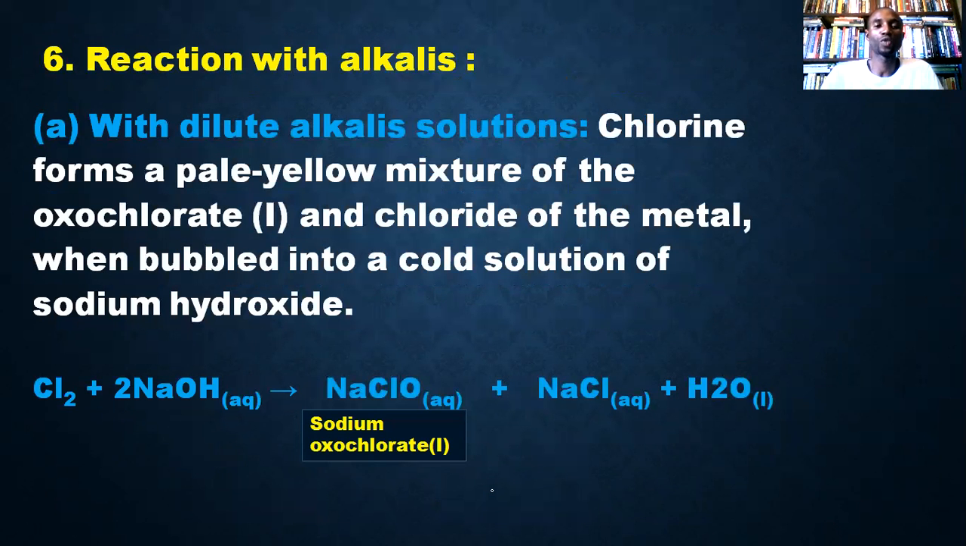Okay, so far we want to talk about the next reaction of chlorine, which is that it reacts with alkalis. Alkalis are the soluble bases. It could be sodium hydroxide or potassium hydroxide. If it is sodium hydroxide, it will form sodium chlorate(I). If it is potassium hydroxide, potassium chlorate(I), plus sodium chloride and water will be formed, as we can see here. So it also reacts with alkalis.